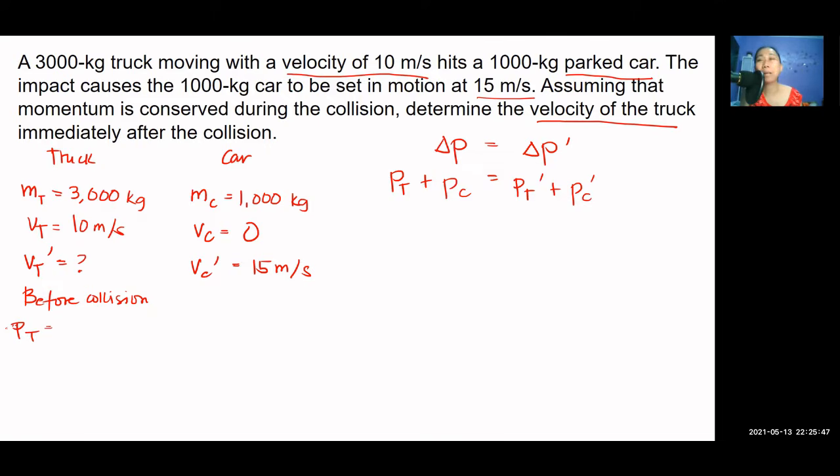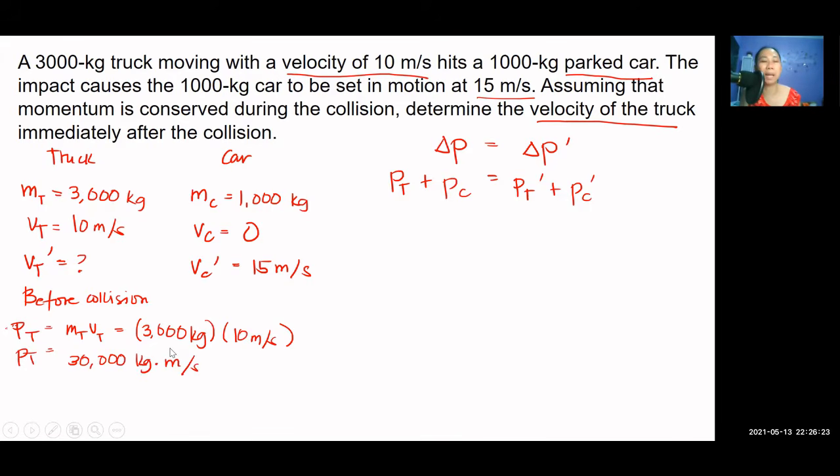So, yung momentum ng ating truck is equal to mt vt. So, remember, mass times velocity lang ang momentum. So, kung ito, i-substitute natin, so meron tayong 3,000 kilograms times yung ating velocity, which is 10 meters per second. Kaya dito, yung momentum ng ating truck before collision is equal to 30,000 kilogram meter per second.